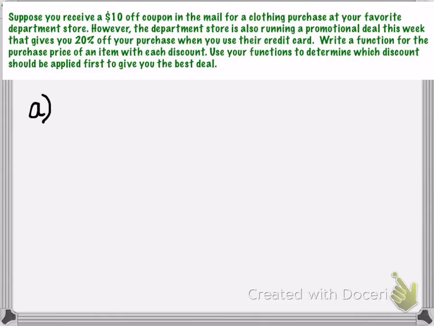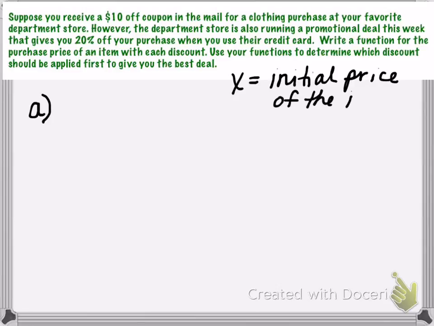All right, so the first part of this question is asking us to write two functions. One that will represent the purchase price if we use the $10 off coupon, and the other if we use the 20% off. So first let's identify our variable. We don't know the cost of the item, the initial purchase price. So let X be the initial price of the item, whatever we're buying. And let's call C my coupon. So we're trying to write a function for C of X.